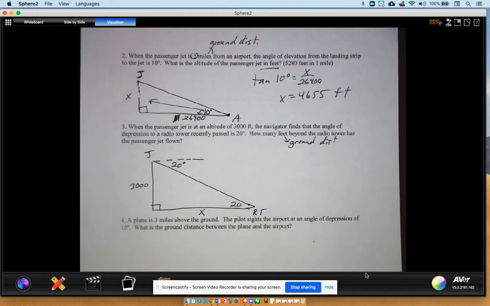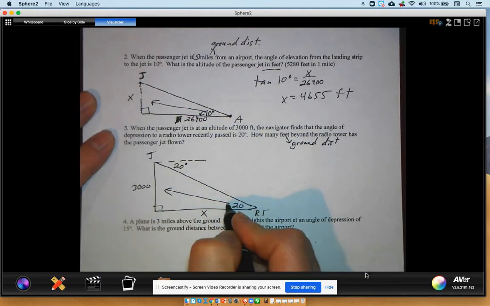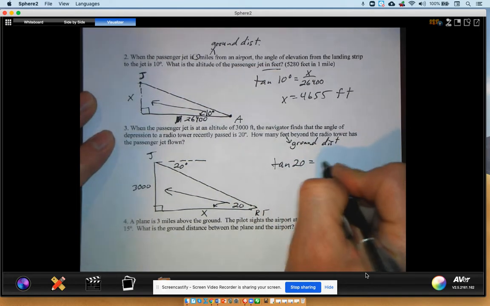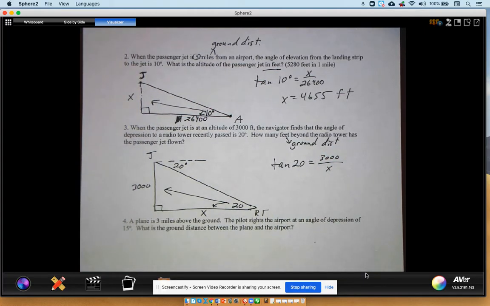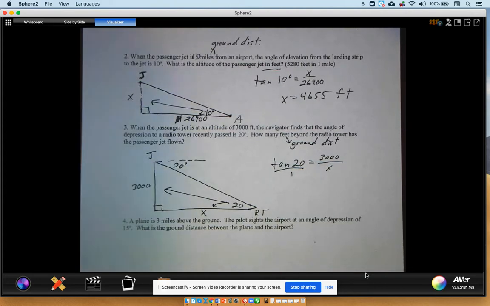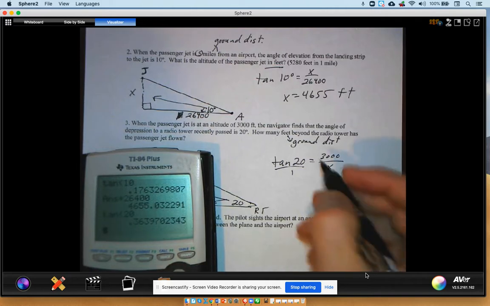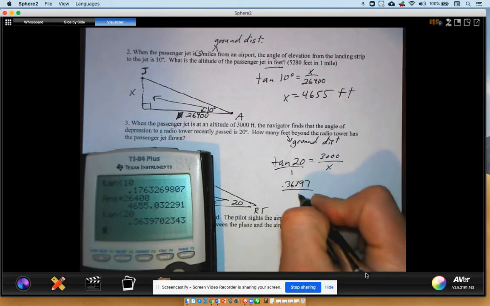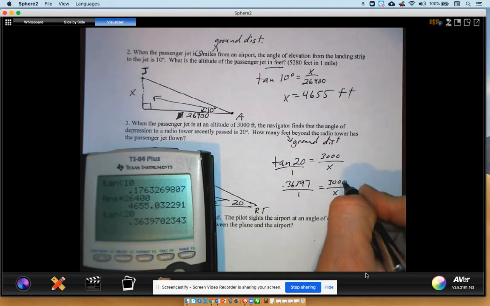Looks like tangent again, so I have opposite and adjacent. Tangent 20 equals 3,000 over x. Let's do a little cross multiplying. This one's got a little extra step for us. Tangent 20 is 0.36397. I'll use all the numbers if I can. Always use all the numbers until the very end.